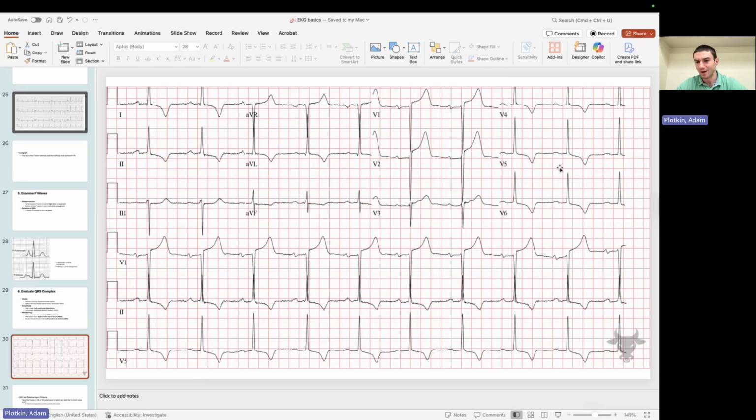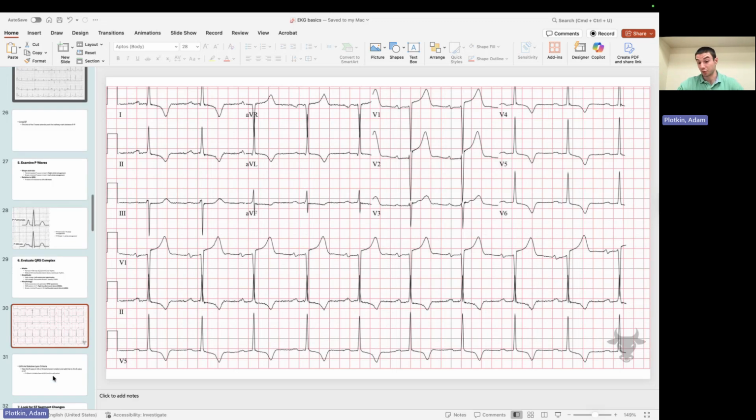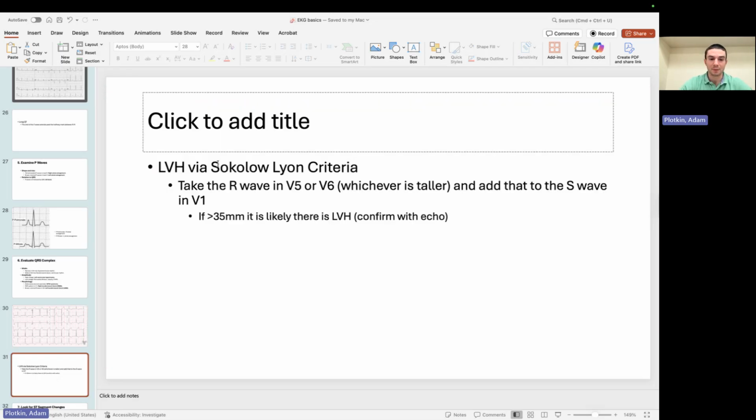The R waves in V5 will literally go off the page, and the S waves in V1 will come all the way down to V3. And you're like, what the heck's going on? When it's that high, it's obvious. It's left ventricular hypertrophy. Some of the most common causes of left ventricular hypertrophy are hypertension and aortic stenosis. So this is left ventricular hypertrophy.